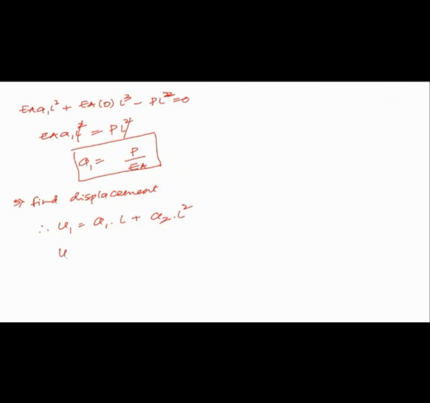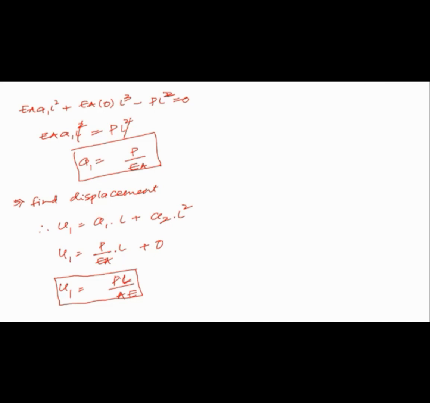So let us substitute the value of A1. The value of A1 is P divided by EA, into L, plus the value of A2, which is 0, and 0 multiplied by anything will become 0. Therefore, my U1 will be PL divided by AE. The same equation I obtained: PL divided by AE.